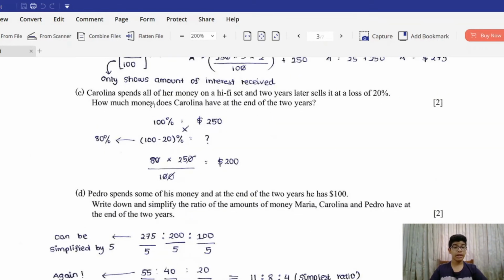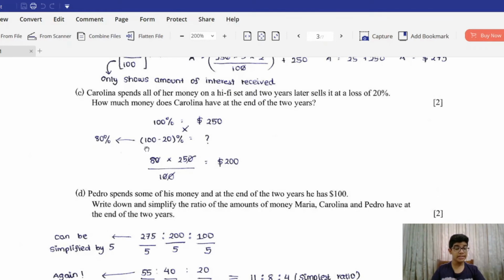Part C. Carolina spends all of her money on a hi-fi set and 2 years later sells it at a loss of 20%. How much money does Carolina have at the end of 2 years? So remember, she spent all of her money. So basically she had $250. That's 100% of the money. Now she sold it at 80% of this.